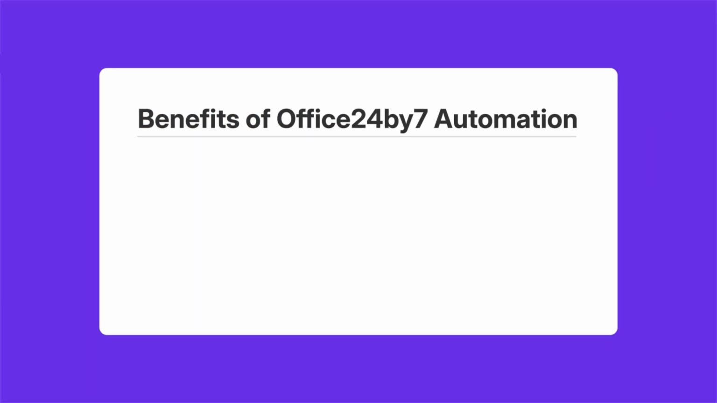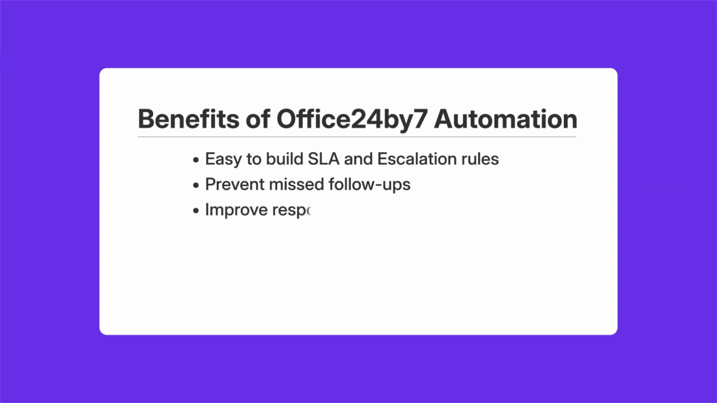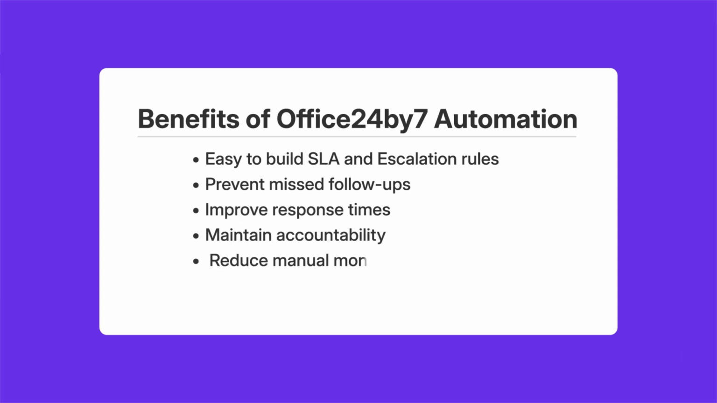Using automations in Office 24by7, it becomes very easy to build SLA and escalation rules that prevent missed follow-ups, improve response times, maintain accountability, reduce manual monitoring, and deliver a consistent customer experience. You can use automations in Office 24by7 to create escalation rules and SLA workflows for tickets, leads, deals, and more. This helps ensure that nothing gets overlooked.